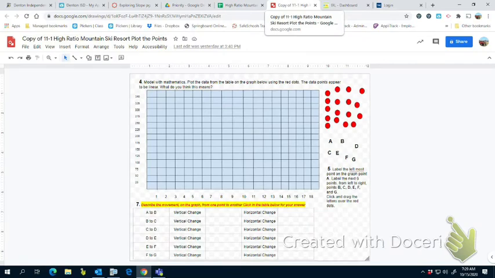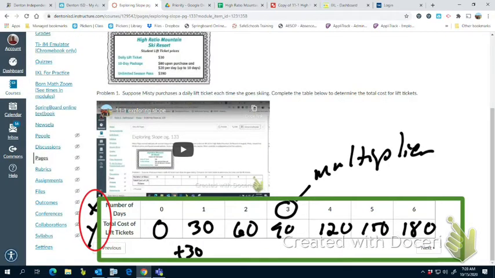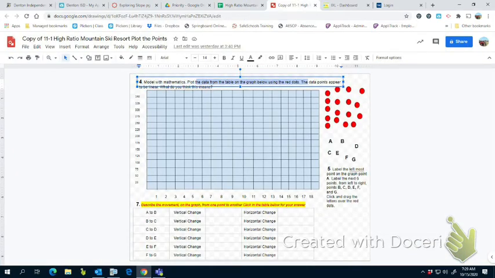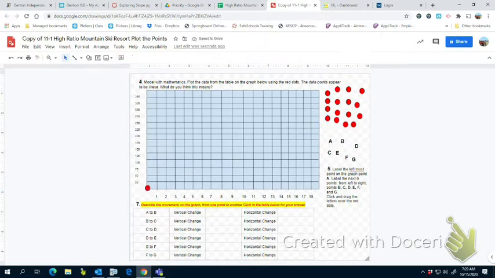So the first thing, and I had this question a couple of times. So plot the points from the table on the graph below in the red dots. All right? So my first point, if you remember, was 0, 0. Well, if that's the case, then I take one of the dots, click, drag, and drop where 0, 0 would be. So now I've got my first point, 0, 0.